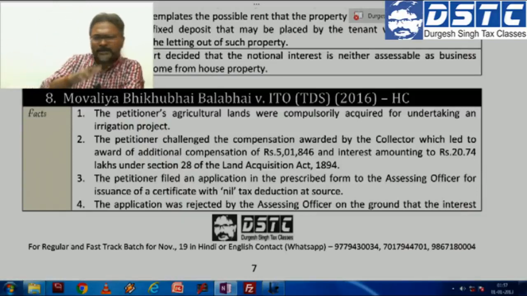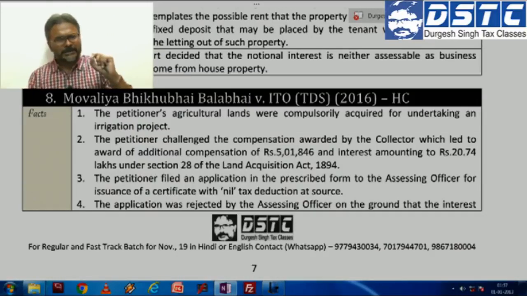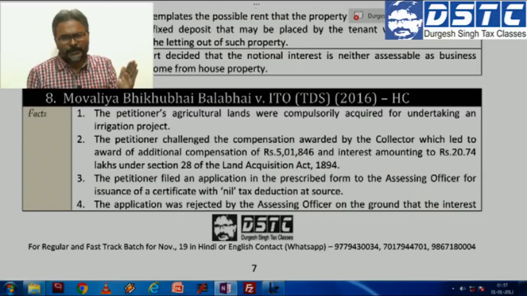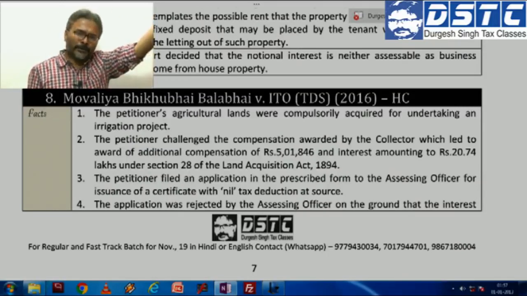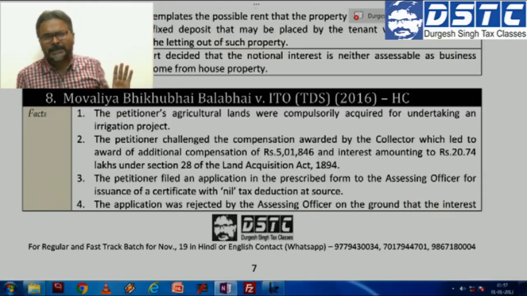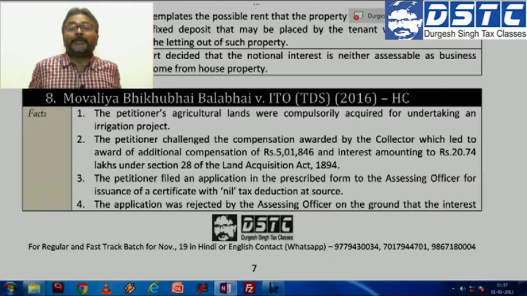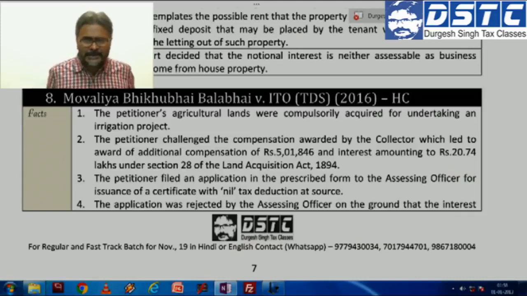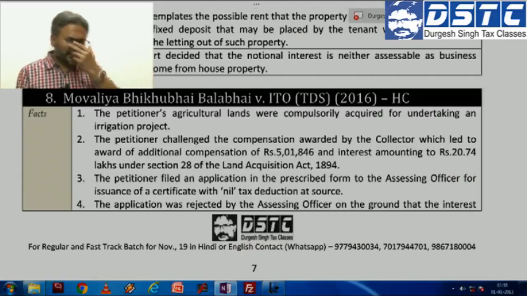So here the AO said that, look, this interest that you are going to receive would be chargeable to tax under the Act, and therefore the payer of the amount will be required to deduct the TDS. The interest TDS section, I think all of you may be aware, is 194A. So the payer will deduct TDS whenever he makes the payment of interest under section 28 of the Land Acquisition Act, because it's in the nature of interest.